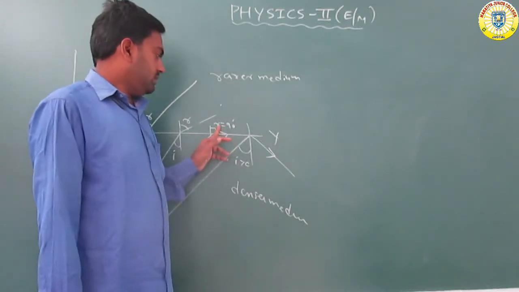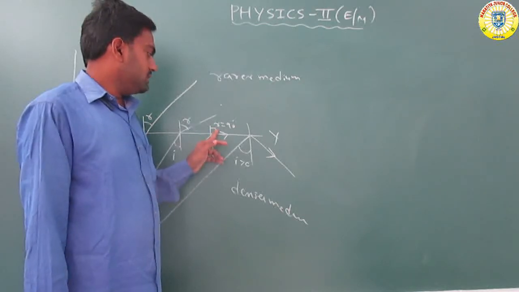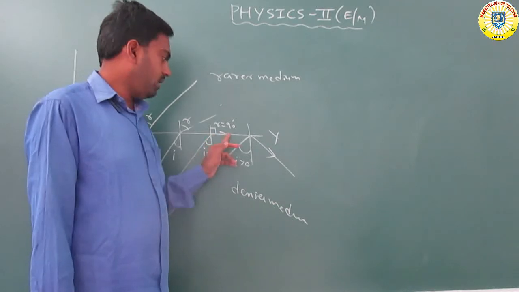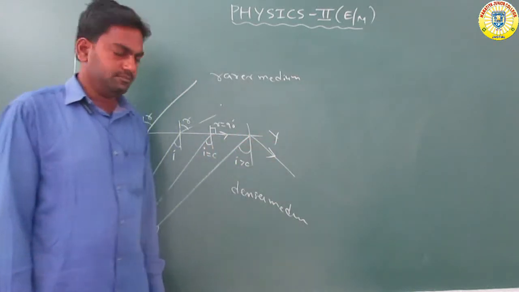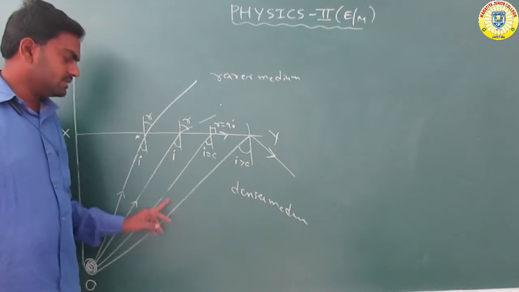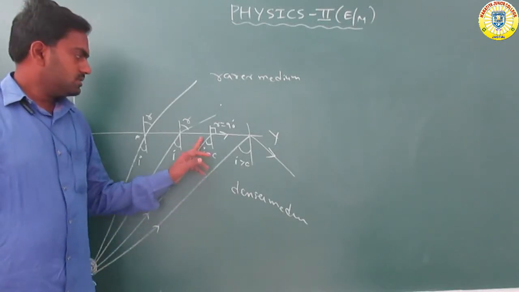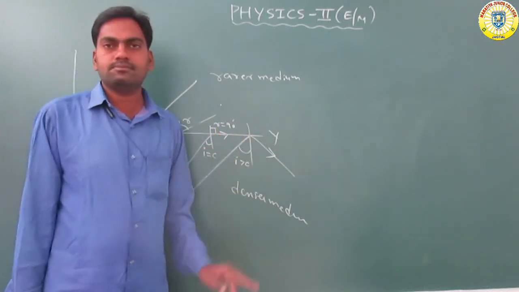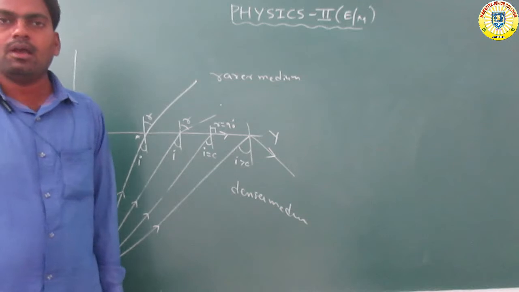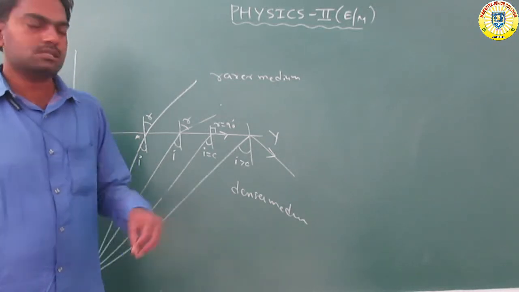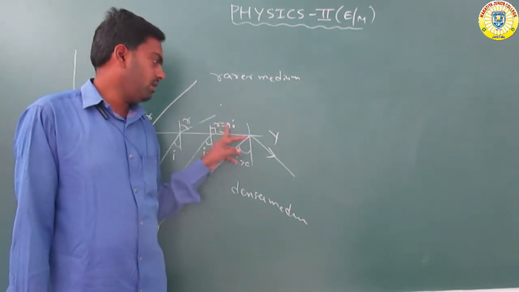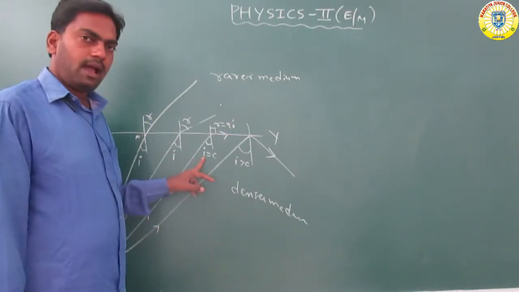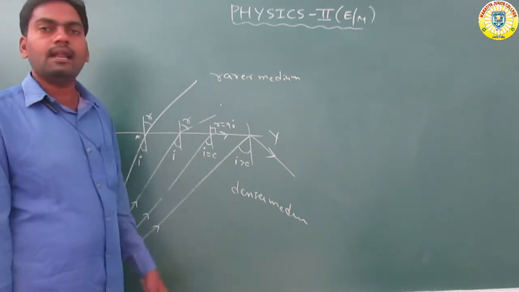For a certain angle of incidence, the ray is not refracted into the rarer medium but travels along the XY surface. So the light ray travels along the surface, which means the angle of refraction in air is r = 90 degrees, and the corresponding angle of incidence is called the critical angle.